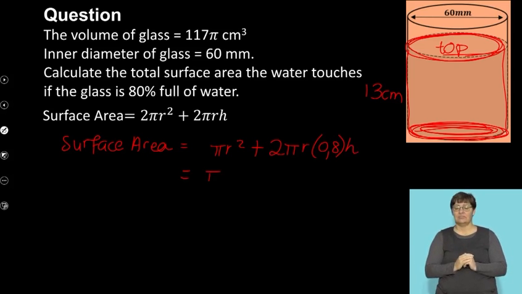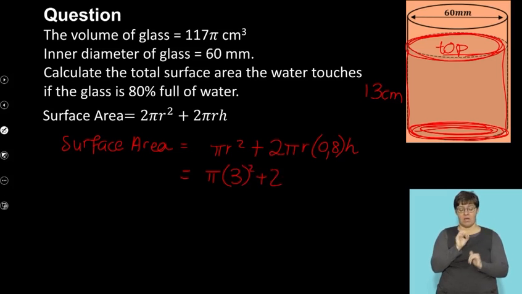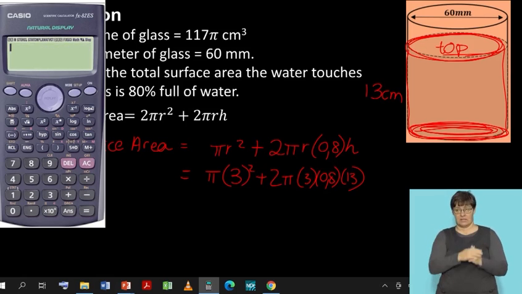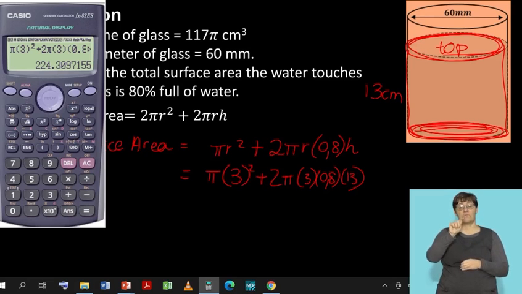So now I'm going to fill in the values. I know that my radius is 3 centimeters, and I know that my height is 13 centimeters. So we are going to fill this into my calculator. So I've got pi times 3 squared plus 2 pi multiplied by 3 multiplied by 0,8 multiplied by 13. So the surface area of the water touching the glass is 224,31.